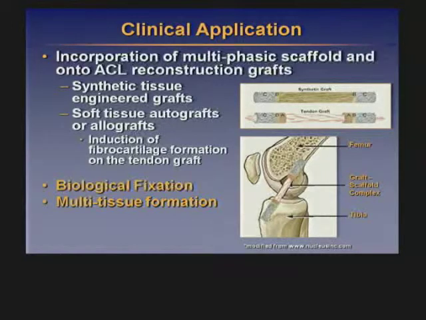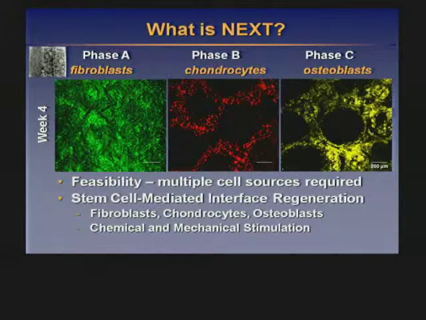And another way that you can potentially utilize the scaffold system is actually to use them to induce interface formation on current ACL reconstruction grafts. And this can be done in a variety of ways, which I won't go into details here. But the idea is to be able to design grafting systems that will enable biological fixation, in terms of connecting a rope to the wall without mechanical fixtures, and also through multi-tissue formation. I've given you an overview of some of the work we've done in the past 7 or 8 years on how to regenerate different types of tissues simultaneously.